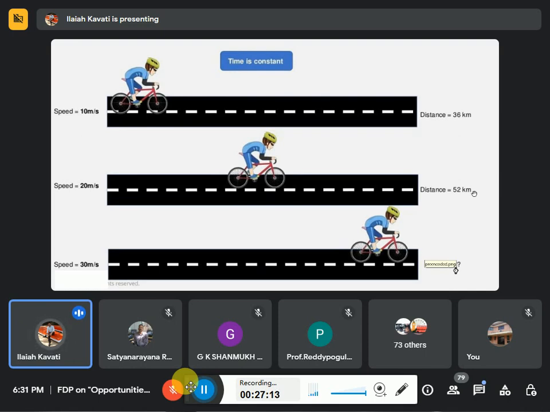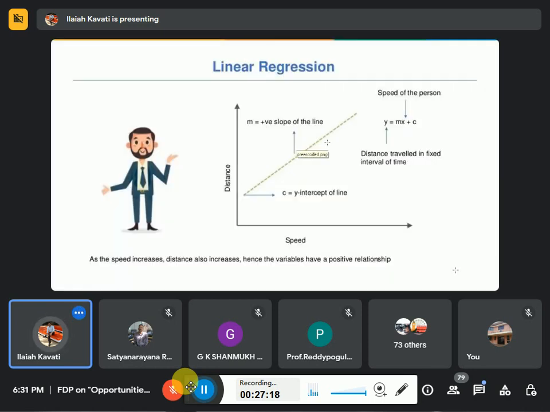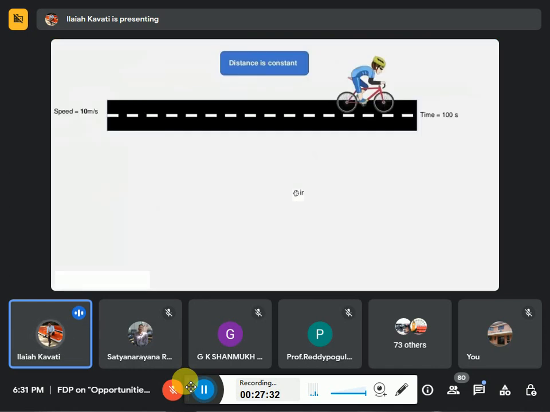So simply we can have here a line with a positive slope. As speed increases, distance traveled also increases. So x increases, y increases, right? So in this case, this is called a positive slope of the line, a positive relationship between x and y. But now the second case, let us assume distance is constant.